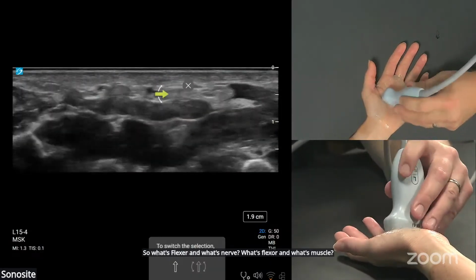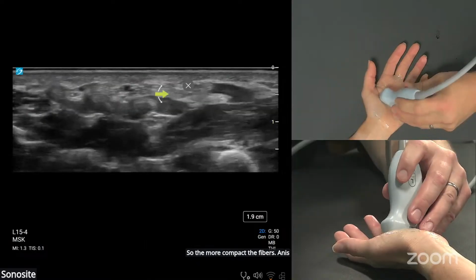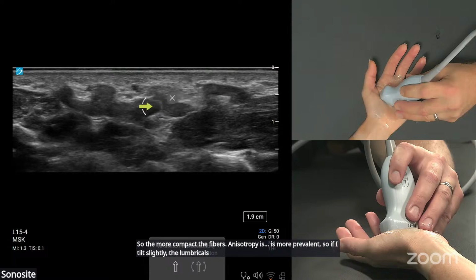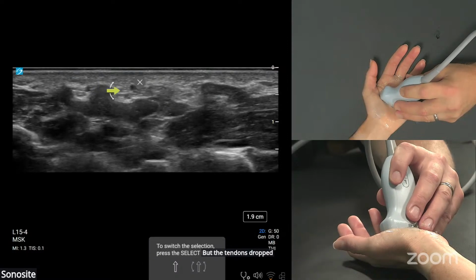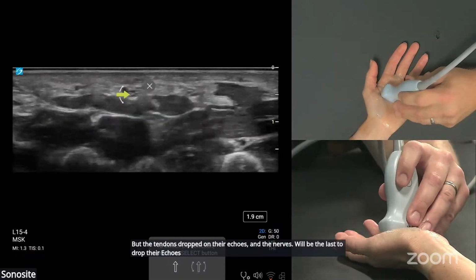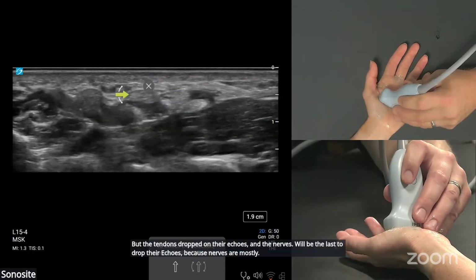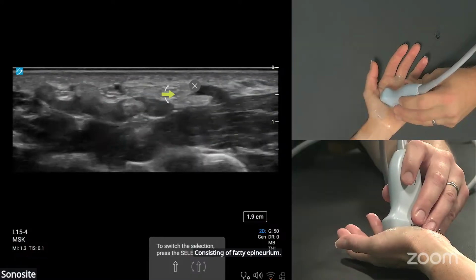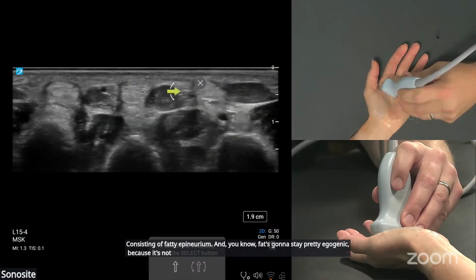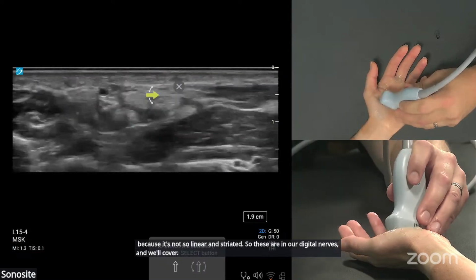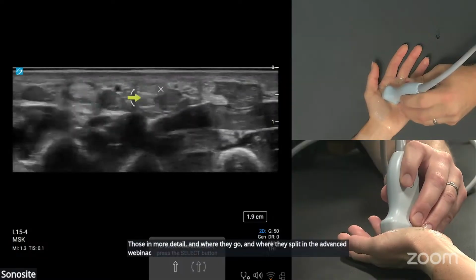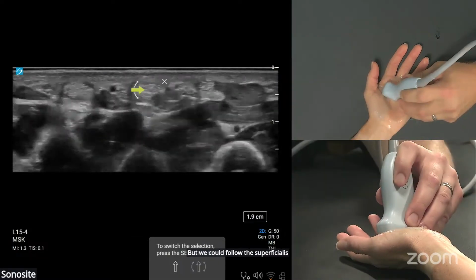The more compact the fibers, the more prevalent anisotropy is. So if I tilt slightly, the lumbricals will stay lit up, but the tendons drop their echoes, and the nerves will be the last to drop their echoes because nerves mostly consist of fatty epineurium, and fat's going to stay pretty echogenic because it's not so linear and striated. So these are interdigital nerves, and we'll cover those in more detail, and where they go and where they split, in the advanced webinar. But we could follow the superficialis layer as it gets really, really close.